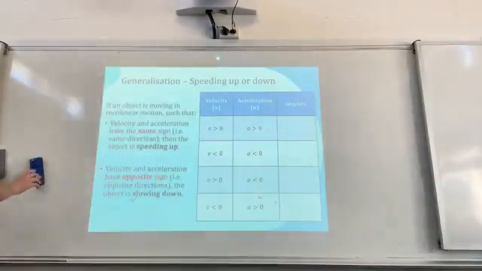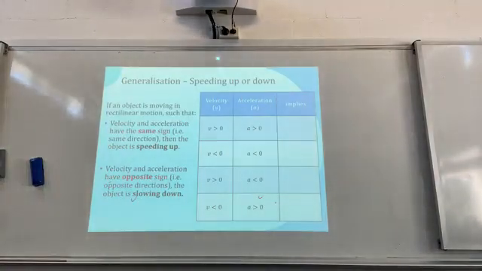You just know it. If an object is moving in rectilinear motion such that velocity and acceleration have the same sign, the same direction, then the object is speeding up. You cannot look at the acceleration alone. You have to look at the velocity as well as the acceleration. So if they are in the opposite sign, it is slowing down.